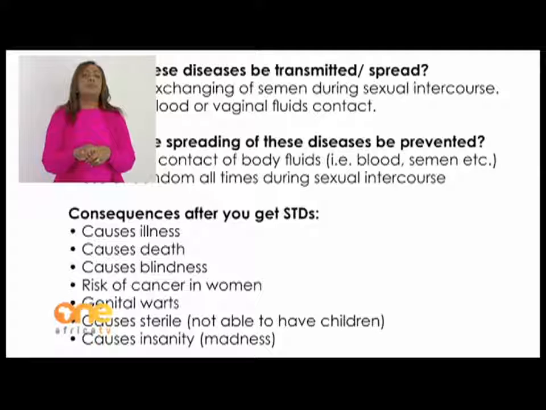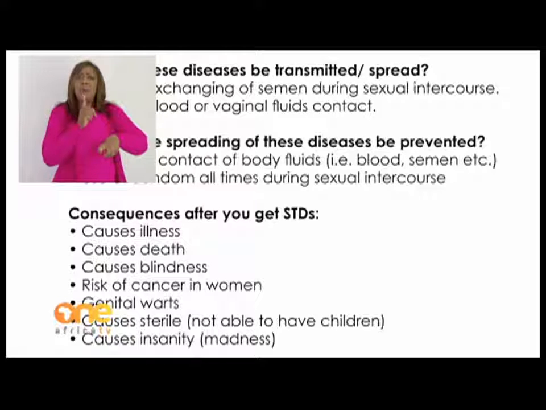Let's now look at how we can prevent the spreading of these diseases. How can the spreading of these diseases be prevented? You can prevent the spreading by avoiding contact with body fluids, such as blood, semen, vaginal fluids, and many more. Another way of preventing the spread of these diseases is by using condoms at all times during sexual intercourse, or to make it short, by condomizing.